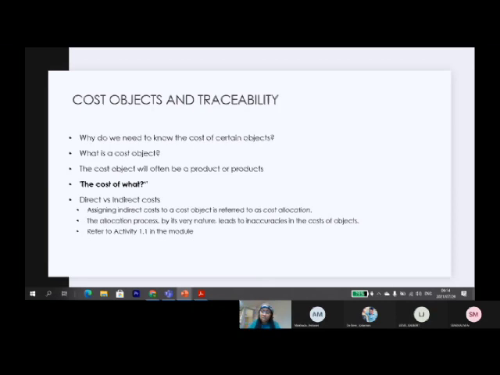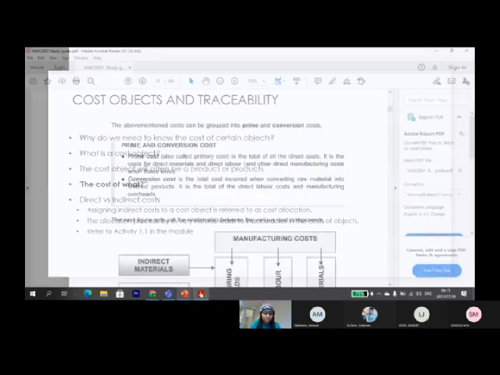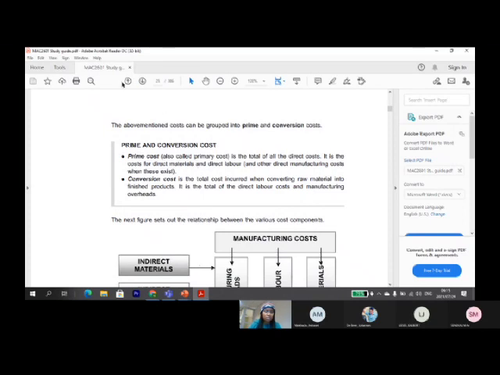And then an indirect cost is, let's say you have a table, and there are certain nails that you need in order to end up with a table. Those are indirect costs. Normally you have to allocate them to the product, because sometimes the indirect cost is not directly linked to the product that you are manufacturing. So you have to come up with certain methods of allocating that cost. Okay.